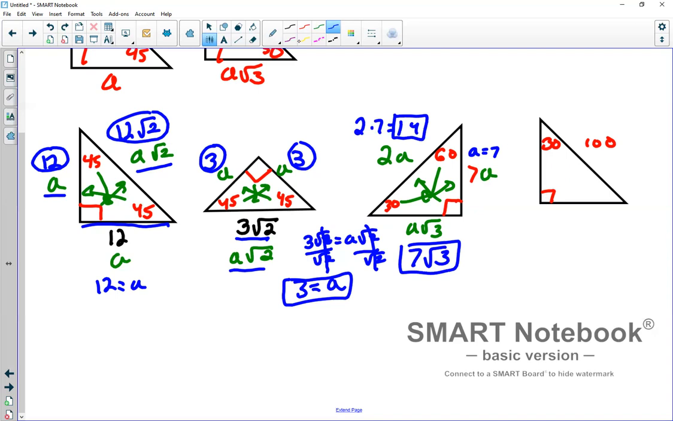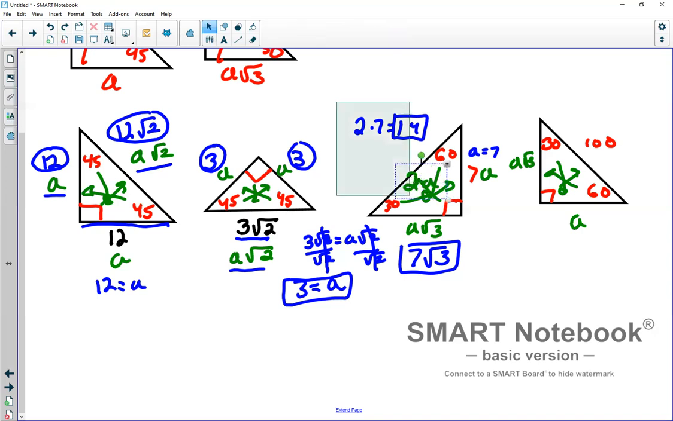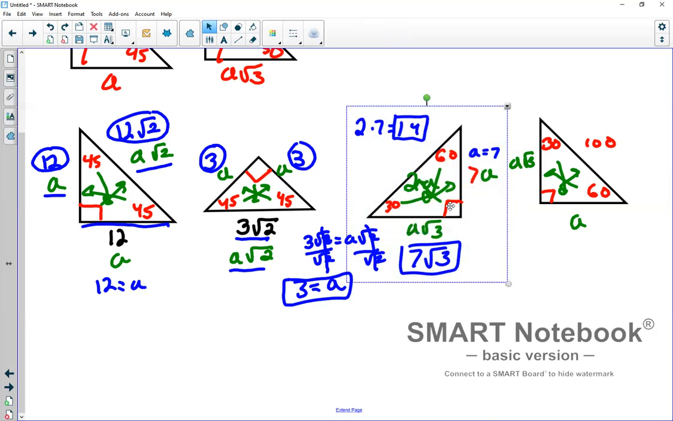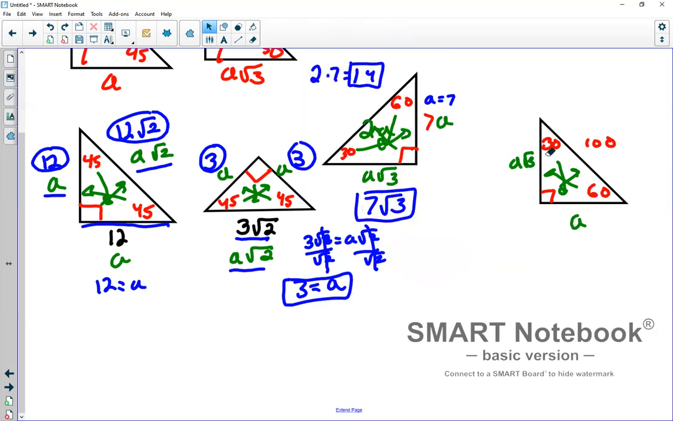Okay, next one. If this one is 30, this one must be 60. Again, let's identify everything. So here's A. Let me keep this consistent color scheme, so I use green. So I'll use A root 3. A root 3. And this is 2A.